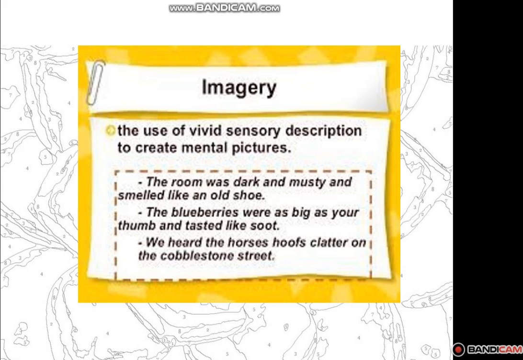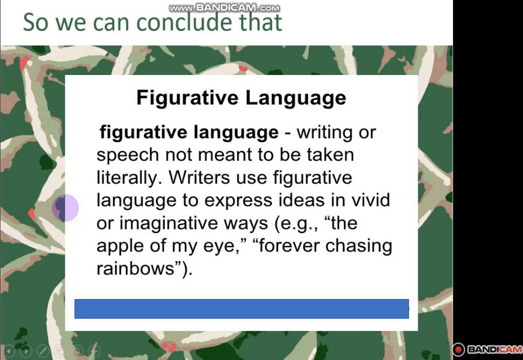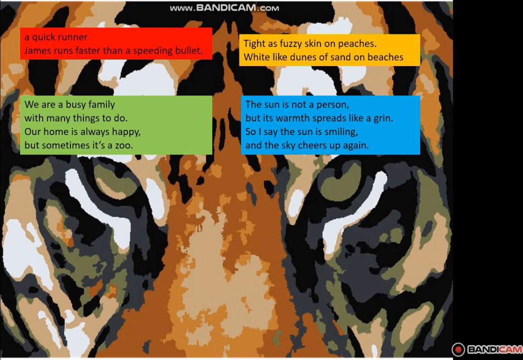The blueberries were as big as your thumbs and tasted like sugar. We heard the horse's hooves clatter on the cobblestone streets. So we can imagine what the speaker says in our imagination, that's imagery. So, we can conclude that figurative language is writing or speech not meant to be taken literally. Writers use figurative language to express ideas in vivid or imaginative ways. Examples: the apple of my eye, forever chasing rainbows. It is not the real word itself, but it means something else. Yes? Okay, now let's come to the exercise.